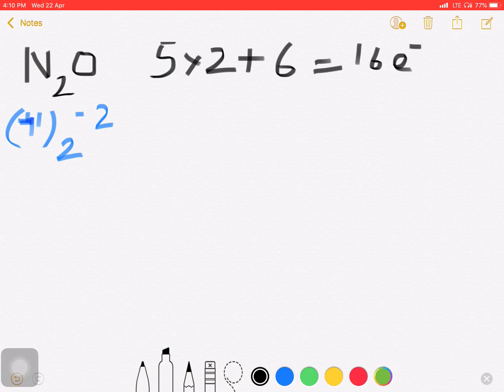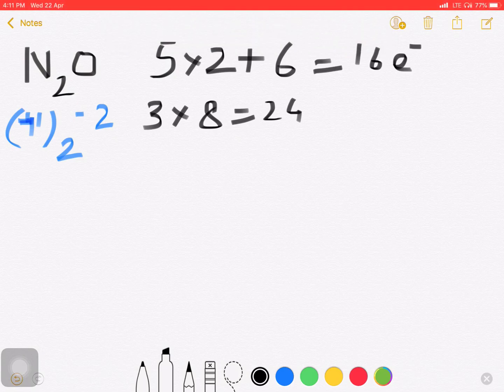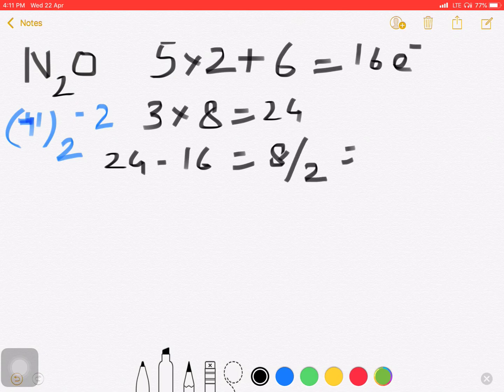Now next, total how many atoms, people? 2 nitrogen and 1 oxygen, so 3 atoms. To have a complete octet, 3 into 8, the number of electrons is 24. So 24 is the total number of electrons that would be required. Now how do we do this? What is the catch in the formula? The catch goes like this. 24 minus 16, that is 8. This you divide by 2. That comes as 4. So in N2O, there have to be 4 bonds.